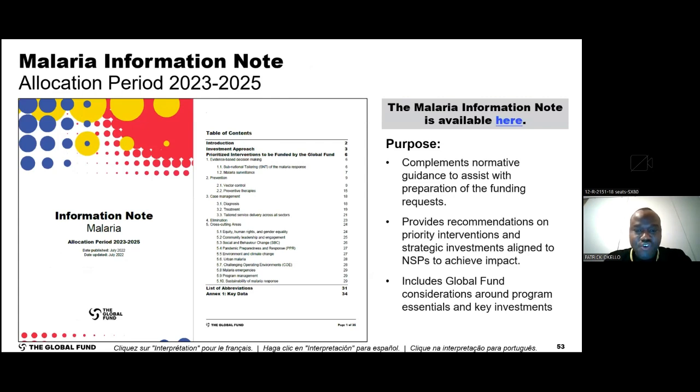For the malaria information note, we purposely made sure it is short enough for you to read, just about 30 pages. It is really to complement normative guidance. All of it comes from either WHO main guidance or partner guidance like PMI and so forth, picking and highlighting the key recommendations that we hope you will include in your funding requests so that they are aligned to your NSPs. And of course, linked to the whole issue of program essentials that all my colleagues have spoken to. So within malaria also, we have a list of program essentials that we hope you'll follow. Next slide, please.